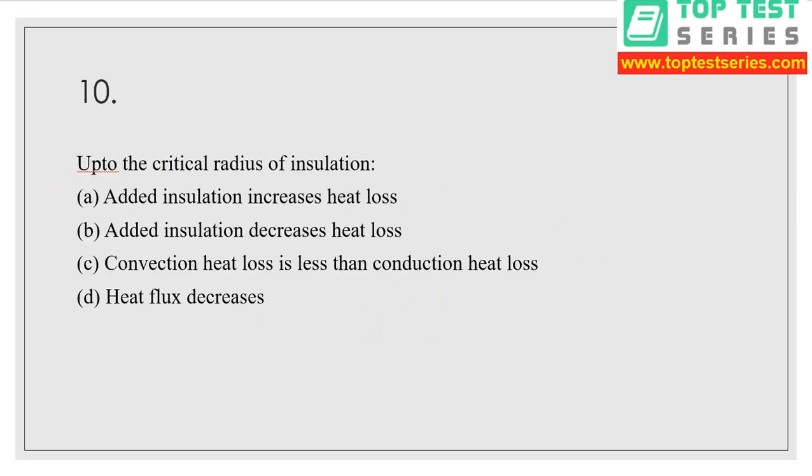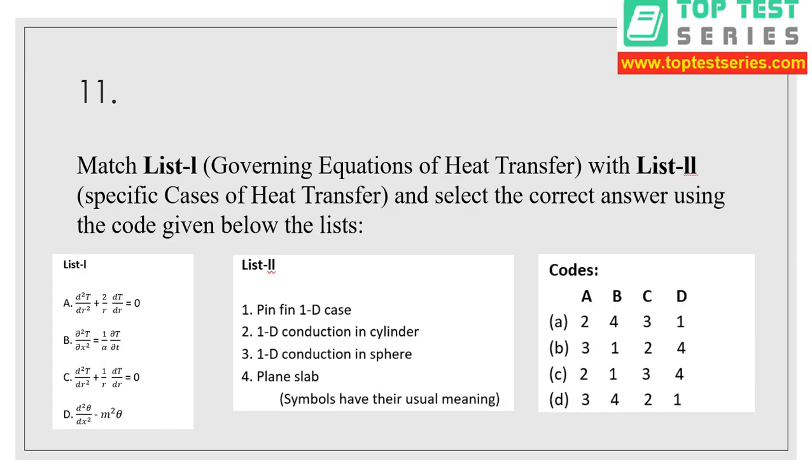Question number 10. Up to the critical radius of insulation, which statement is correct? Added insulation increases heat loss. Yes, it is correct. If you add insulation, it will increase heat loss. This is the correct answer for this question, right? And the answer for this question is what? A.